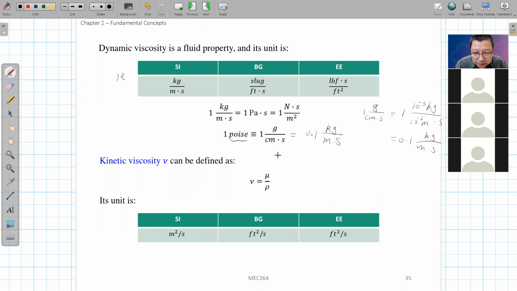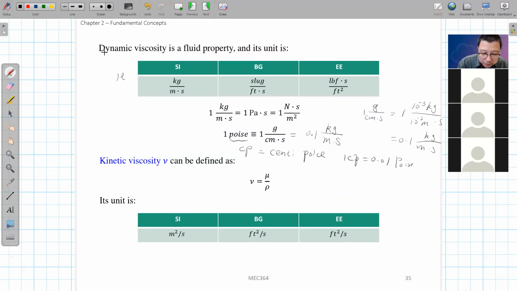And sometimes we also write poise as CP, okay? CP is centipoise, just like centimeter to meter, okay? So 1 CP, you get 0.01 poise, okay? So these are just some units commonly used for the viscosity.